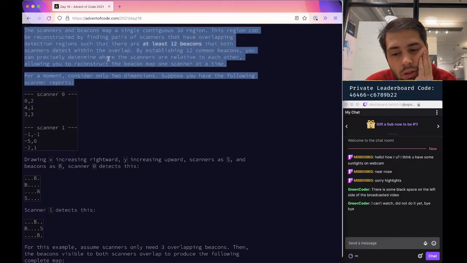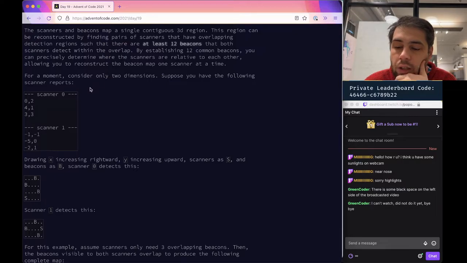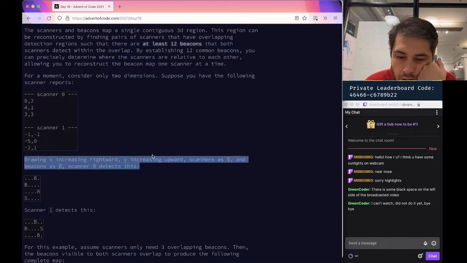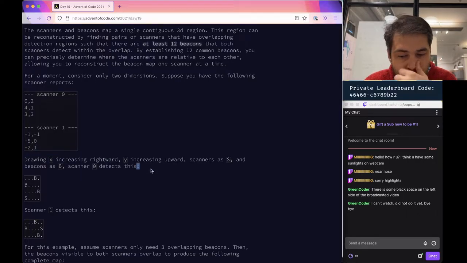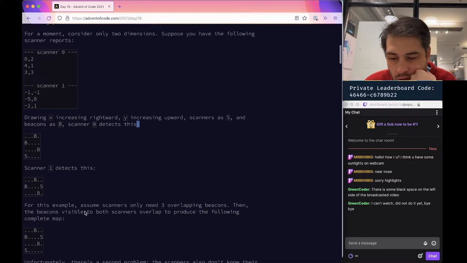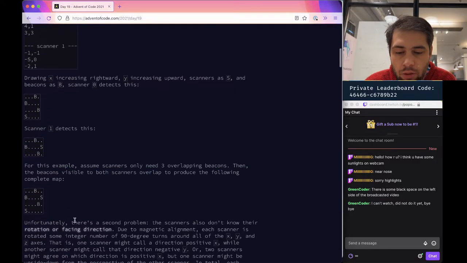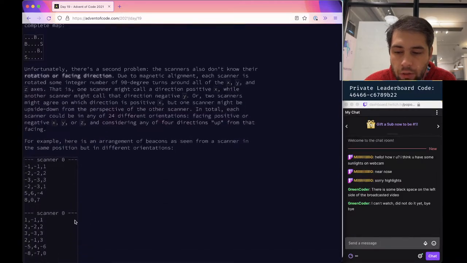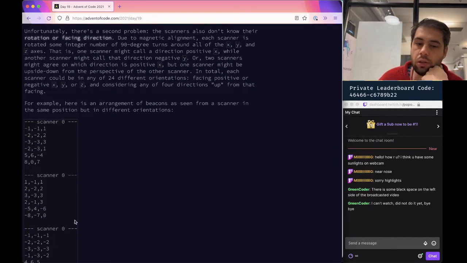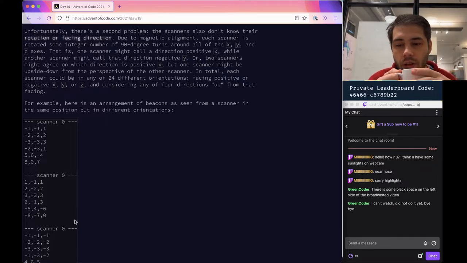For a moment, consider only two dimensions. Suppose you have the following scanner reports. Drawing, X increasing rightward, Y increasing upward, scanners as S and beacons as B: scanner 0 detects this, scanner 1 detects this. For this example, scanners only need 3 overlapping beacons, and the beacons visible by scanners allow us to produce the following complete map. Unfortunately, there is a second problem. The scanners also don't know their rotation or facing direction.